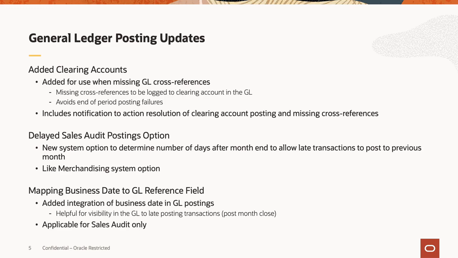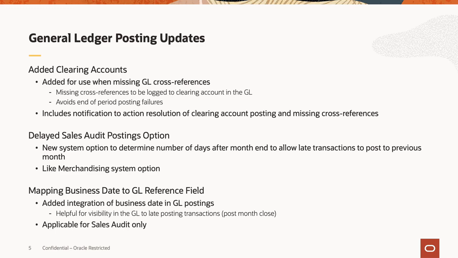Next, in Sales Audit, a new system option has been added that allows you to determine how many days after the last day of a fiscal month you want to allow transactions that occurred in the previous month to still be posted to the previous month. This delay allows time for clearing of any late posting transactions, resolving audit issues that occurred on the last day of the month, and correcting any totals that may have been raised in error in a previous day's posting related to a missing general ledger reference mapping prior to the month close in the general ledger.